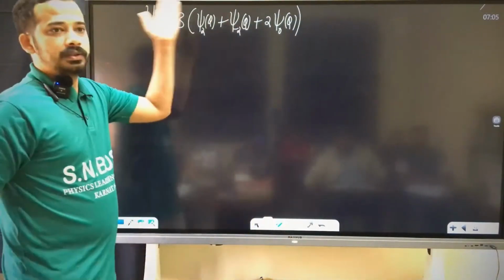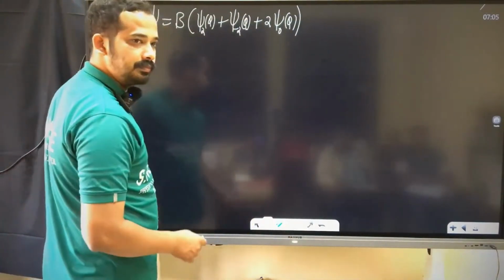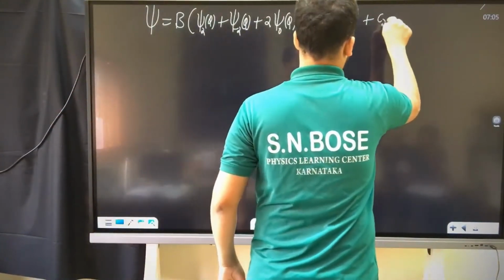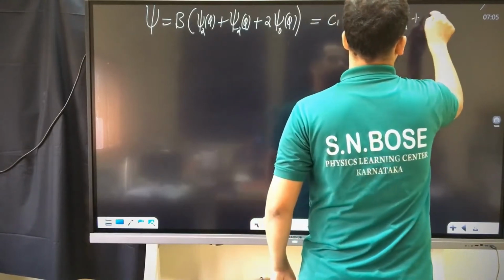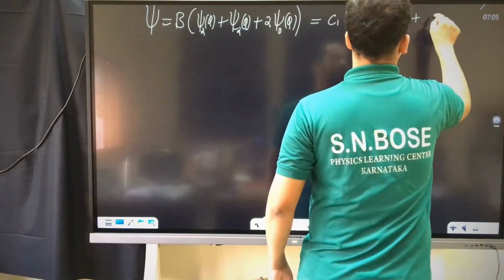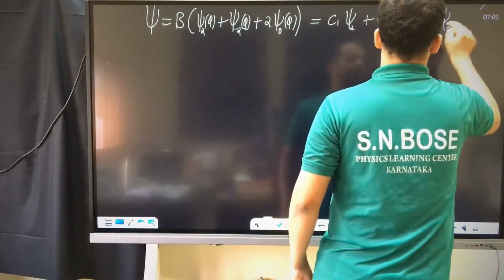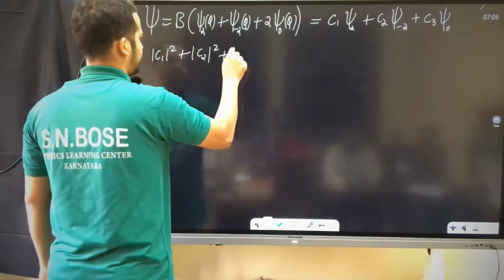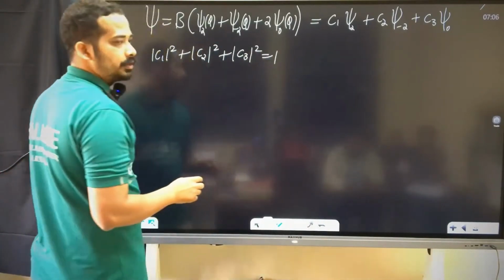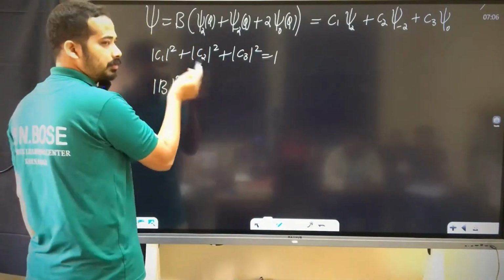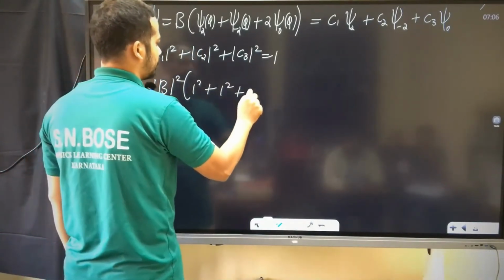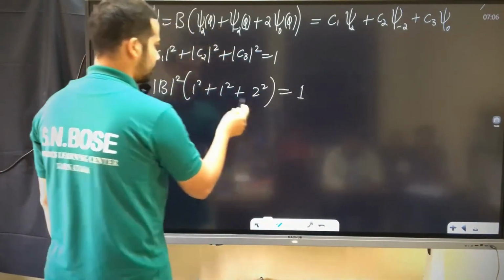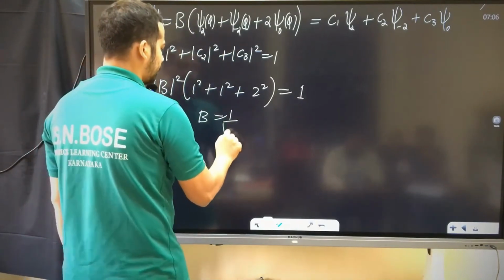Now, how do you normalize this kind of state? If you take this as C1 psi 2 plus C2 psi minus 2 plus C3 psi 0, then mod C1 square plus mod C2 square plus mod C3 square equals 1, am I right? So mod B square is common: 1 square plus 1 square plus 2 square. That's 4, 4 plus 2, 6. So B is equal to 1 by root 6.